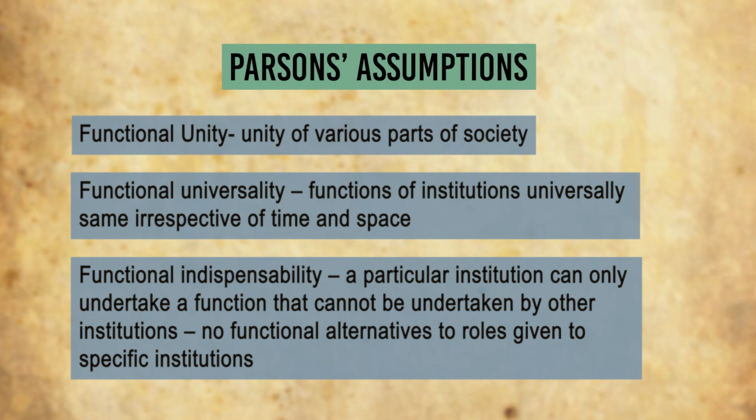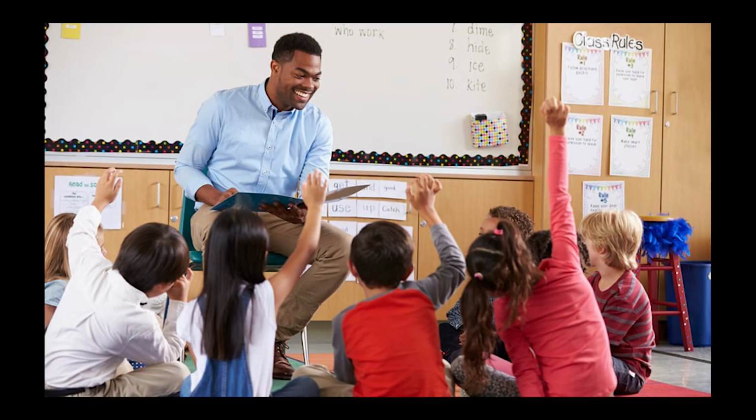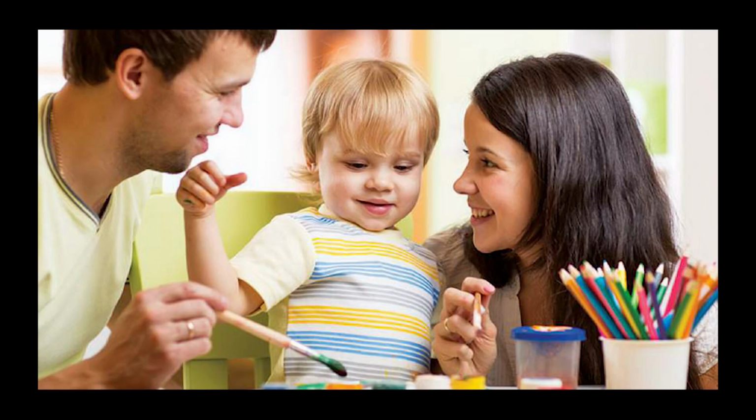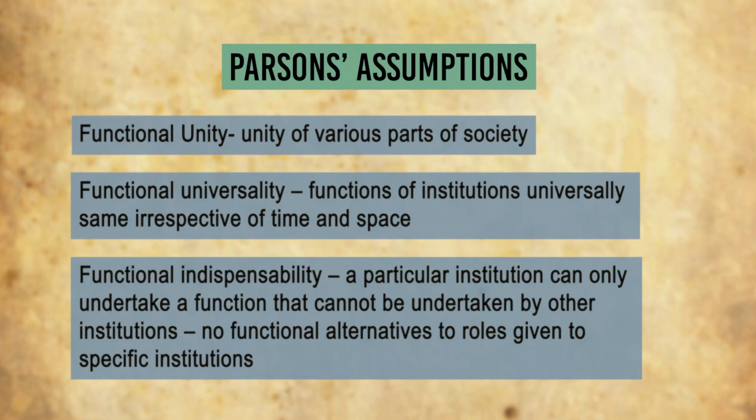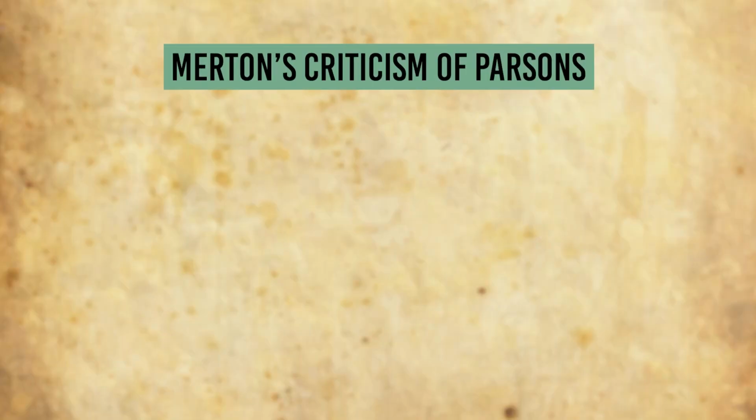So, for example, academics perform the role of education. Mothers perform the role of caring. Fathers perform the role of caring. So, Parsons made these assumptions. Parsons was criticized by Merton on these fronts.